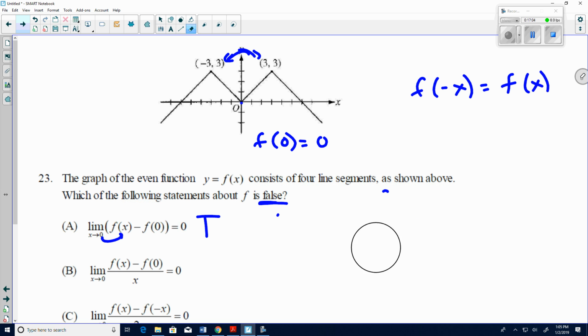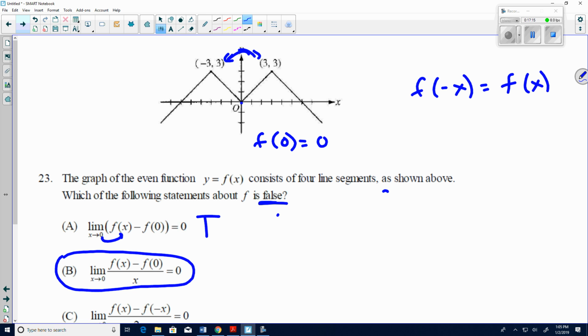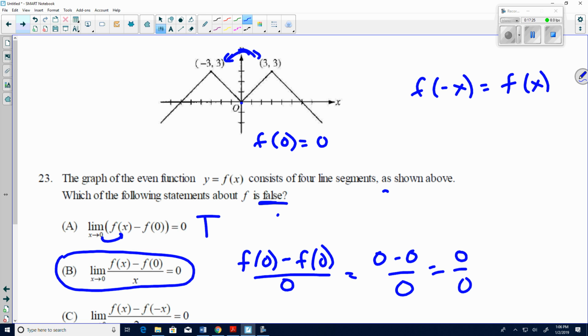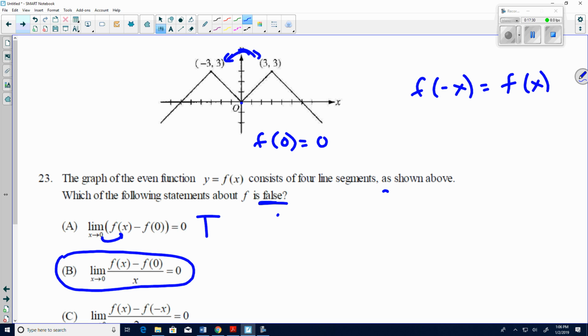Part B, x goes to 0. Well, here we could not do direct substitution, because if we do direct substitution, we would get f of 0 minus f of 0 over 0, which would be 0 minus 0 over 0, which is 0 over 0, which is not the answer. So we can try L'Hopital. That's always a legit approach. So this is the limit as x goes to 0. The derivative of the top is f prime, and the derivative of the bottom is 1.